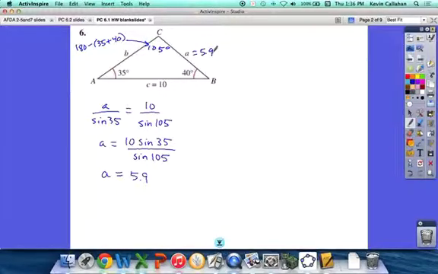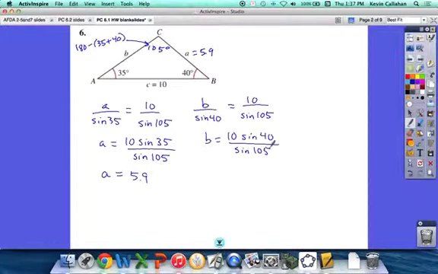And now we repeat this time for B, right? B over the sine of 40 equals 10 over the sine of 105. So B equals 10 sine 40 divided by the sine of 105. 6.65, I'll call that 6.7. So does it pass the first test? Do we have biggest side across from the biggest angle? Looks like it. The smallest angle is 35. It looks like A is the smallest side, so I think we're on track.